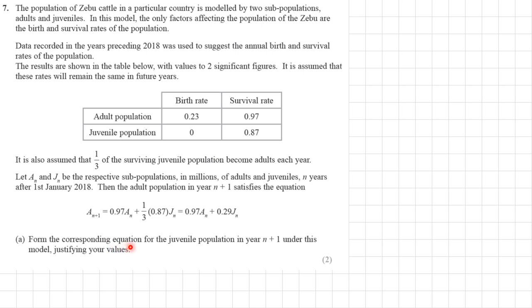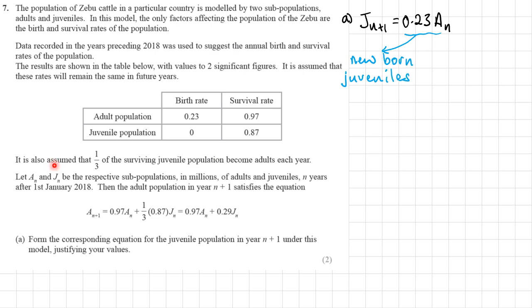Part A. From the corresponding equation, form the corresponding equation for the juvenile population in year n+1 under this model, justifying your values. Okay, so we need to look at how this juvenile population is formed. Well, you're going to get juveniles that are born, and that's going to be 0.23 of the adult population in the previous year. So this bit here represents newborn juveniles, or little kids.